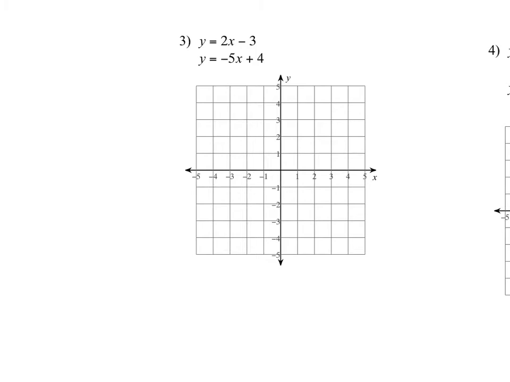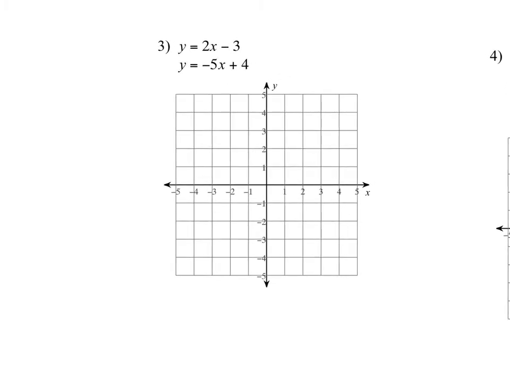Okay, let's take a look here at this next one. I'm going to look at number 3. Go a little faster this time. We've got a slope of 2, an initial value of -3. So I'm going to start down at -3, slope of 2 up 2/1, or down 2, back 1.